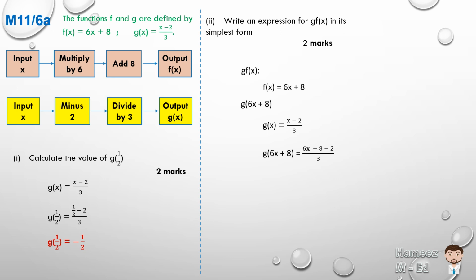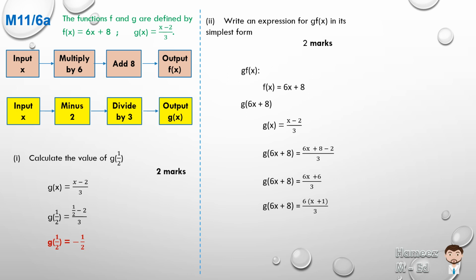Let's substitute that. g of 6x plus 8 is equal to 6x plus 8 minus 2 all over 3. Notice we replace the x by 6x plus 8. And we could simplify that. 8 minus 2 is 6, so we can rewrite g of 6x plus 8 is equal to 6x plus 6 all over 3. And if we look at that, what can we do? We can factorize out the 6. So if we extract the 6, we're going to get 6 brackets x plus 1 all over 3.